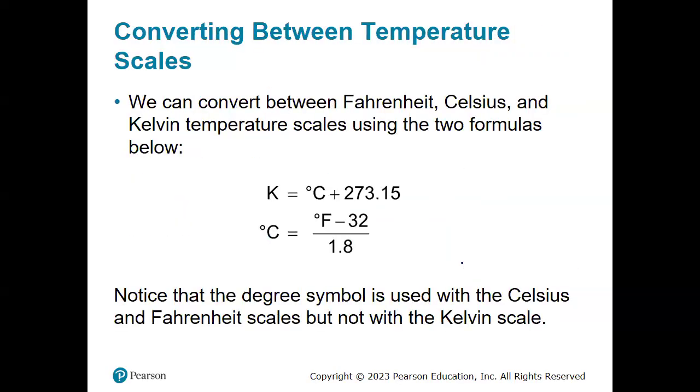So converting between these scales is relatively easy. If I am trying to go between Celsius and Kelvin, the difference is 273. So if I want to turn Celsius into Kelvin, I add 273. If I want to turn Kelvin into Celsius, I just subtract 273.